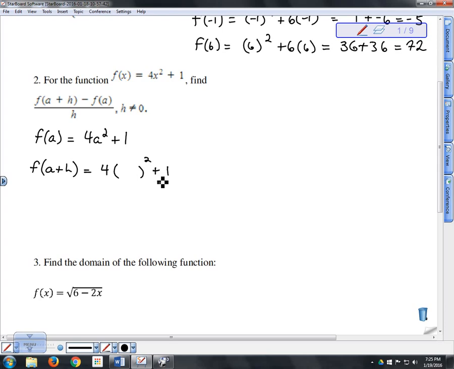means that wherever there was an x in the original function, there used to be an x right here, but I replaced it with an empty parenthesis. Wherever the parentheses are, is where you place the input a plus h. a plus h to the second power is a squared plus 2ah plus h squared. Distribute the 4.